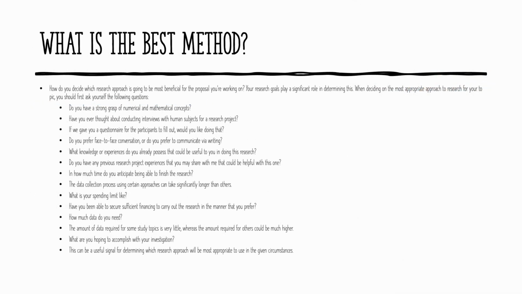How do you determine which method of study is going to be the most useful for the proposal that you are currently working on? Your research objectives are an important factor to consider in making this determination. You should first ask yourself the following questions before making a final decision regarding the method of research that will be most effective for your subject. Do you have a strong grasp of numerical and mathematical concepts? Have you ever thought about conducting interviews with human subjects for a research project? If we give you a questionnaire for the participants to fill out, would you like doing that? Do you prefer face-to-face conversation, or do you prefer to communicate via writing?